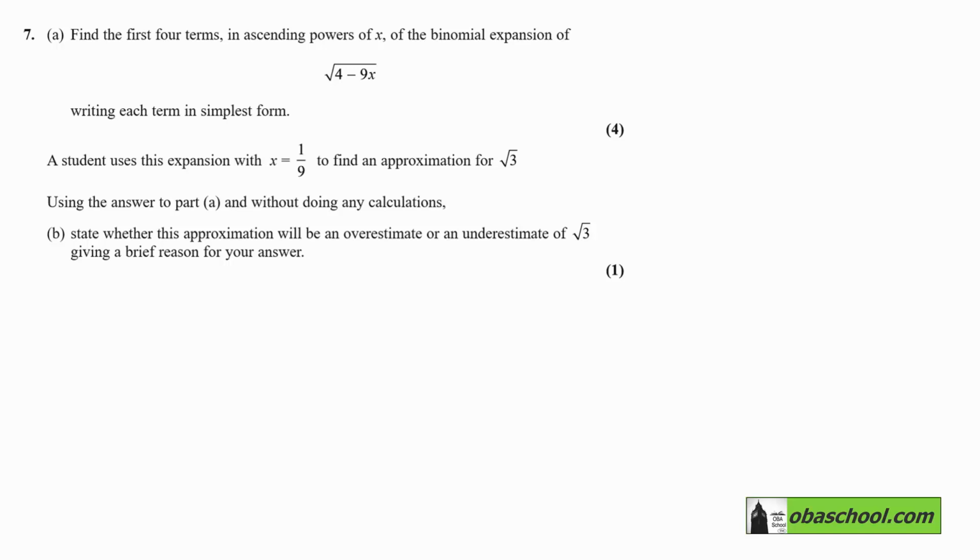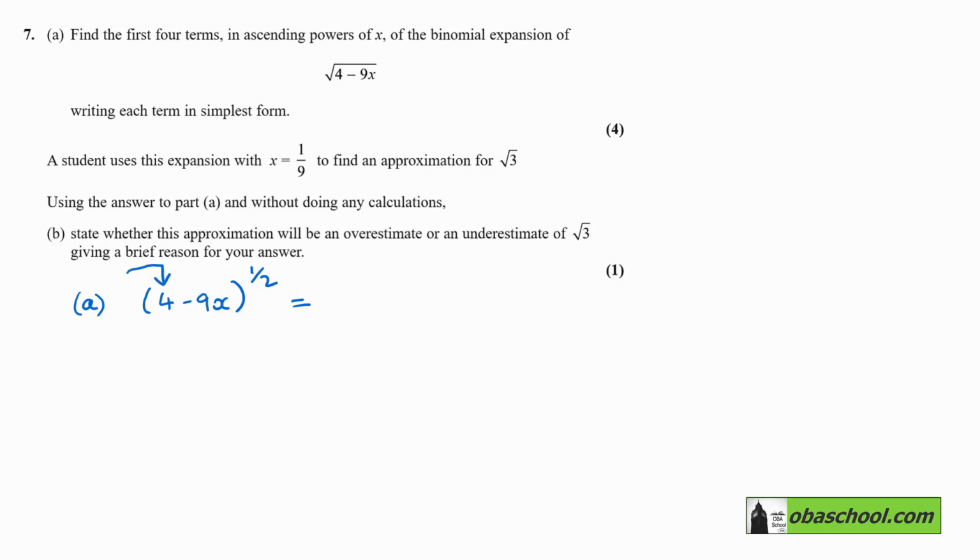Find the first four terms in ascending powers of x of the binomial expansion of the square root of 4 minus 9x, writing each term in its simplest form. So, let's start by writing this as (4 minus 9x) to the power 1/2. Now we can't expand it until we've got a 1 here.